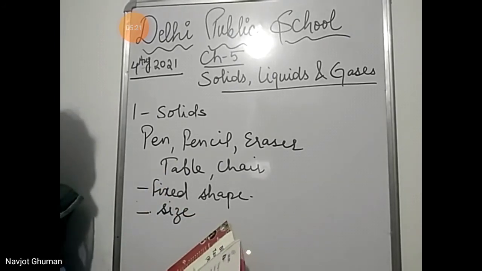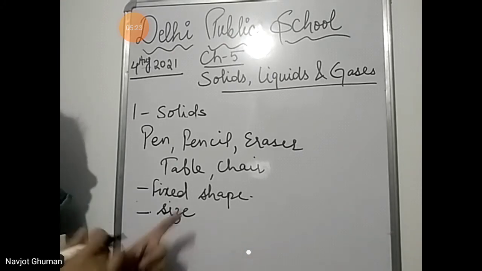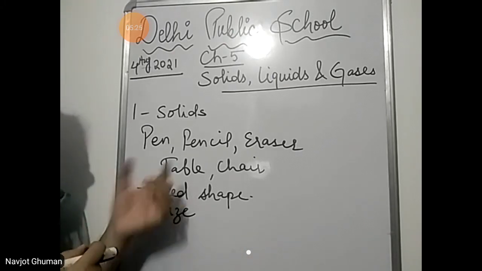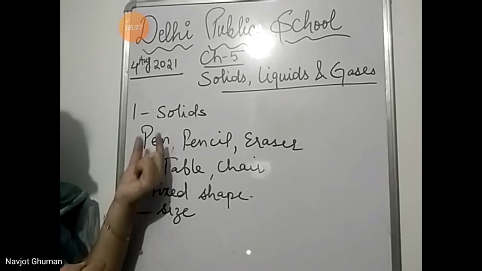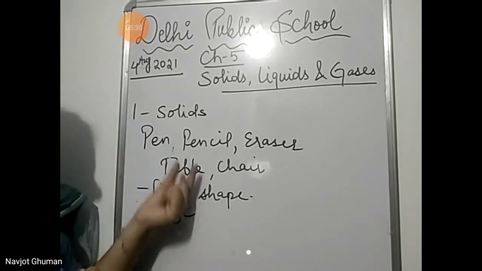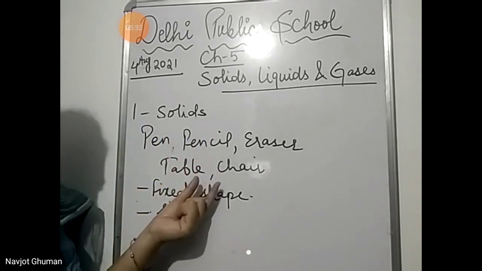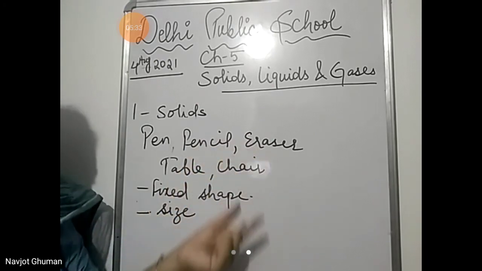They have fixed shape and size. They are known as solids. पेन की शेप भी फिक्स है. It is a long, लंबा होता है पेन. Pencil, it has also a fixed shape. Eraser, it has also a fixed shape.